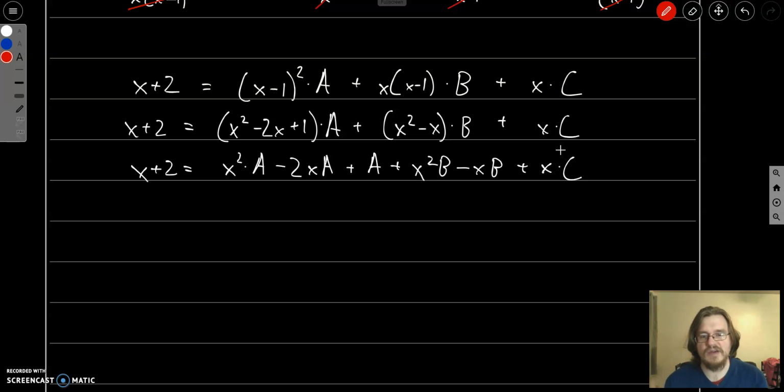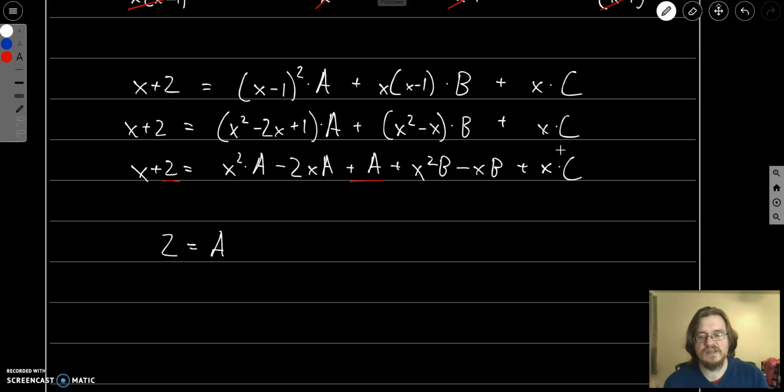So let's look at the terms without any x's first. So 2 here doesn't have an x in it. That's on the left-hand side. On the right-hand side, what terms don't have an x? We've got an a, and that's it.